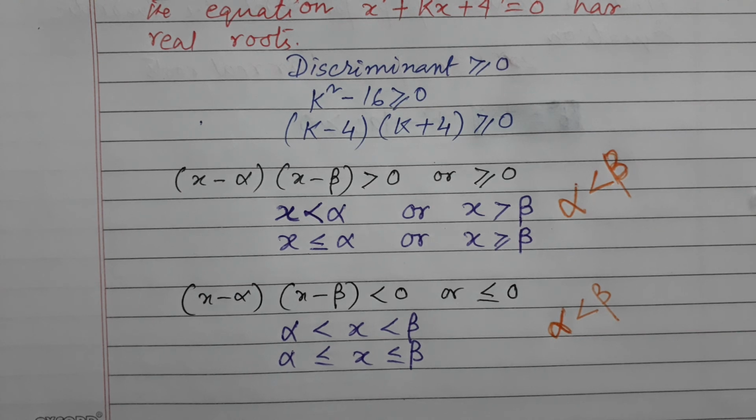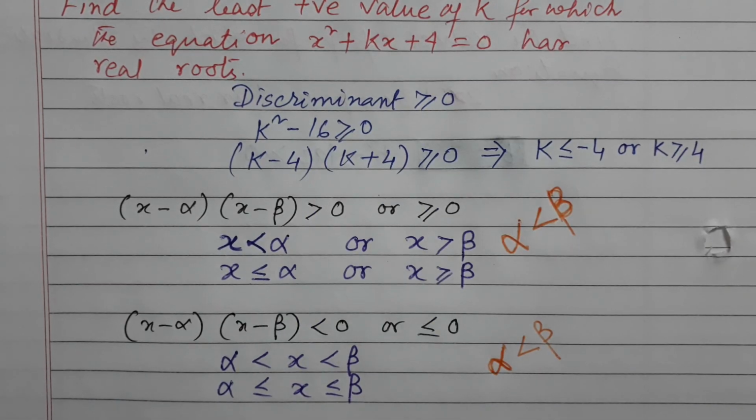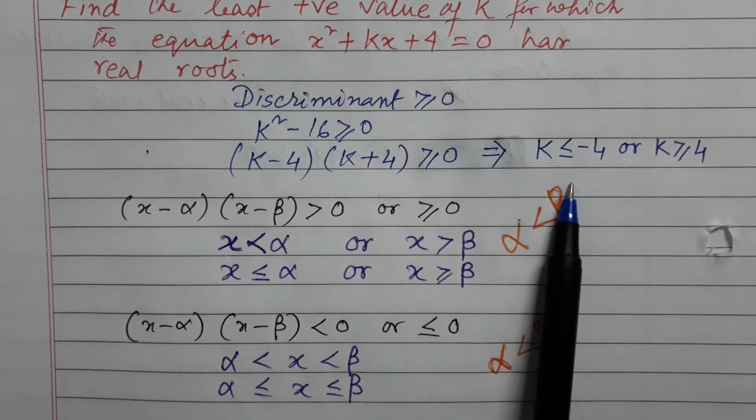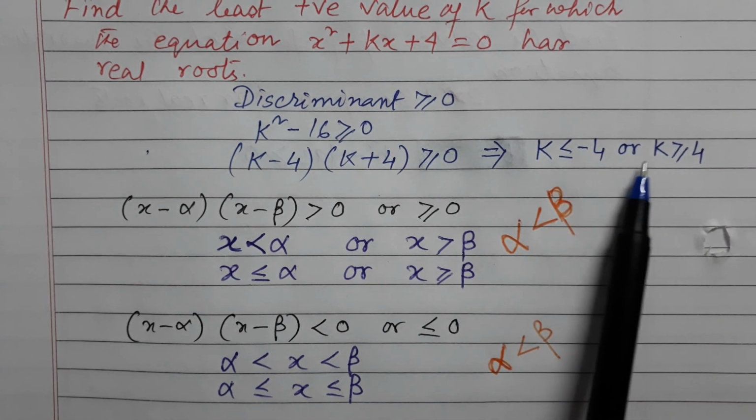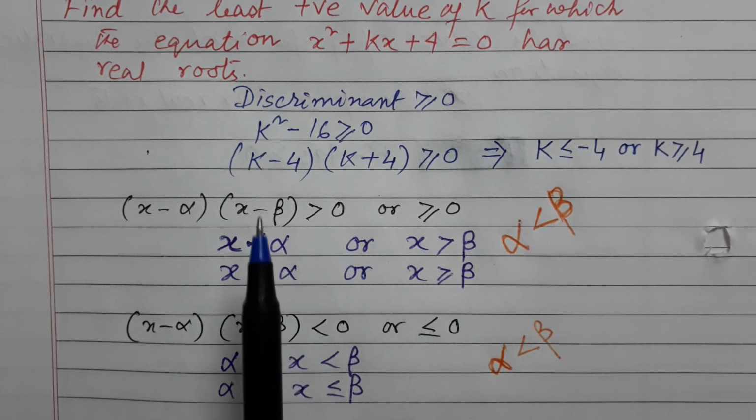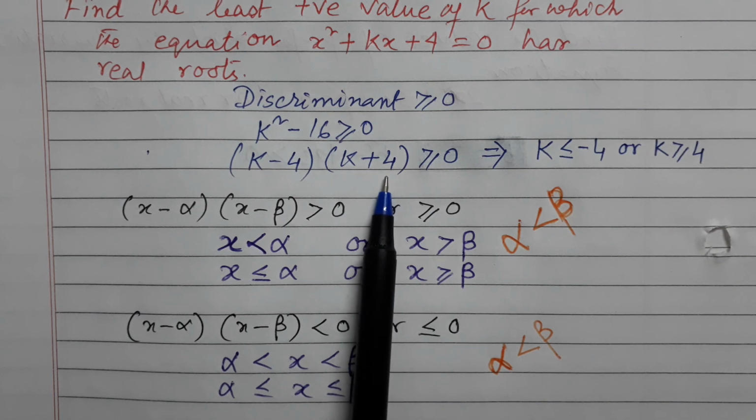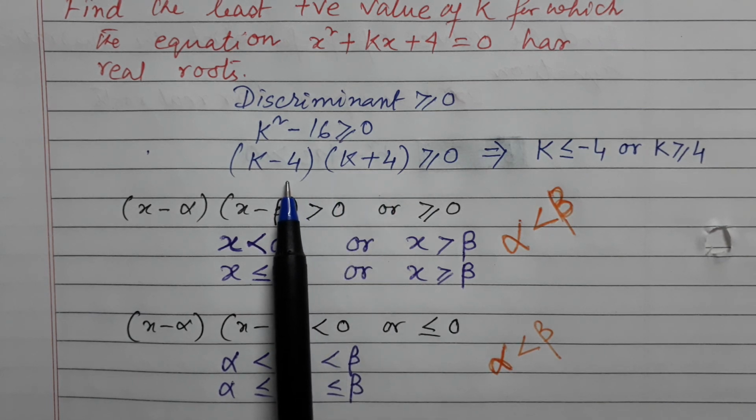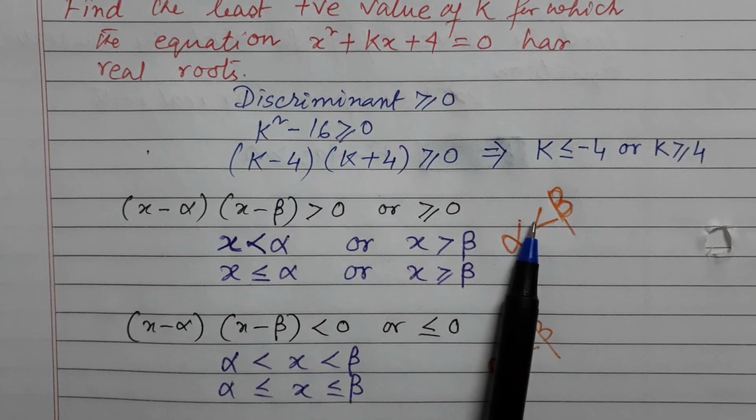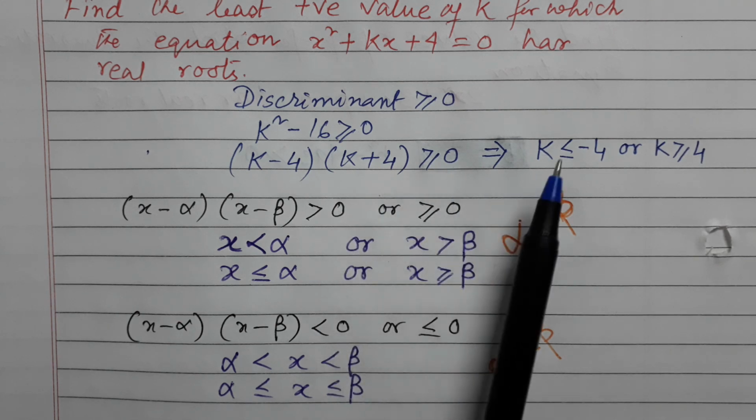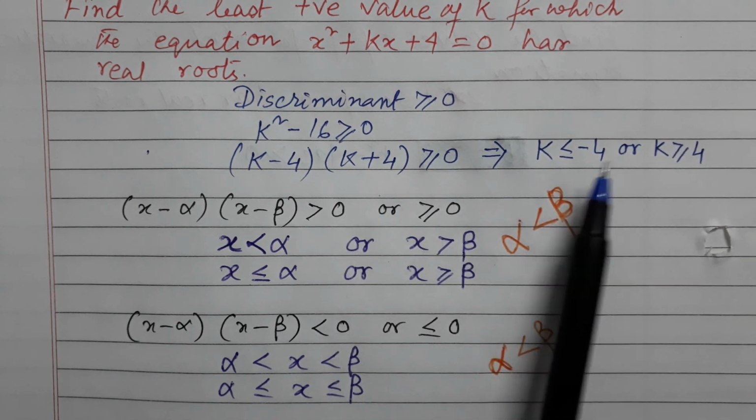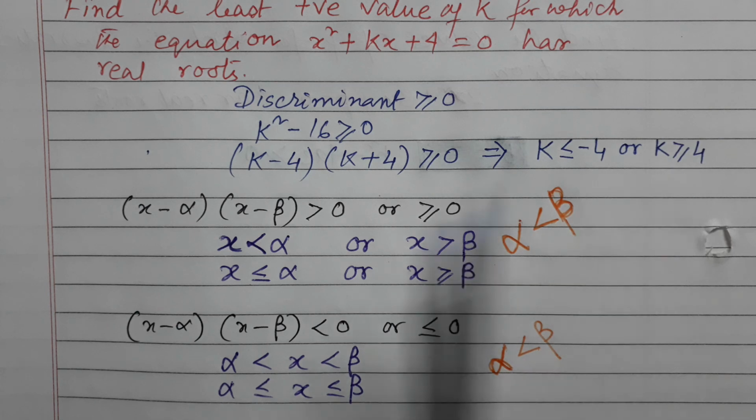So therefore we can write k is less than or equal to −4 or k is greater than or equal to 4. So here alpha is −4 and beta is 4, and since alpha is less than beta, alpha has to be −4. So k ≤ −4 or k ≥ 4.